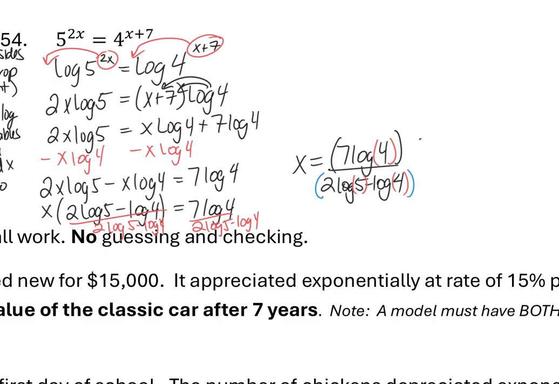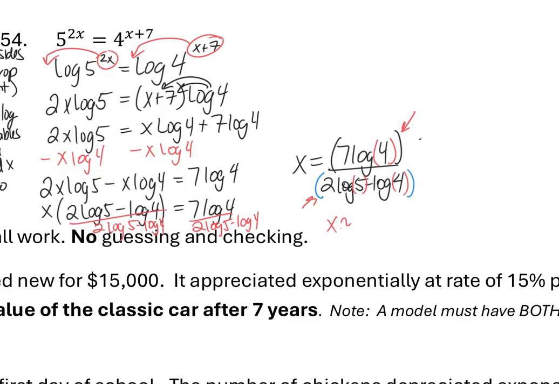So 7 log 4 divided by, this extra parentheses there is the most important one, and that's the second most. 2 log 5 minus log 4.